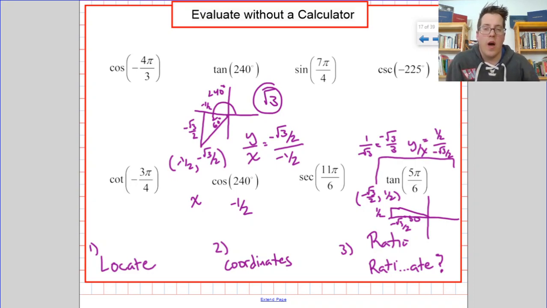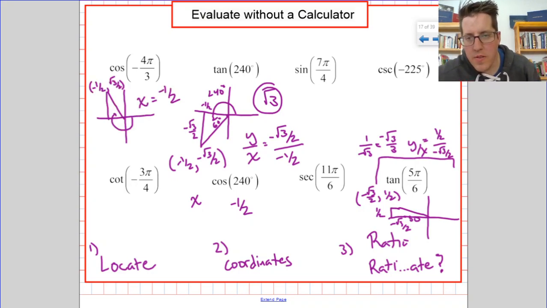How about you try the cosine of negative 4 pi over 3. Locate, coordinate, ratiate. Go. Oh, and pause the video because I'm going to put the answer up in just a second. Alright, so negative 4 pi over 3 is in that second quadrant, which means the x-coordinate is negative because it's to the left of the origin. Y-coordinate is positive because it's above the origin.